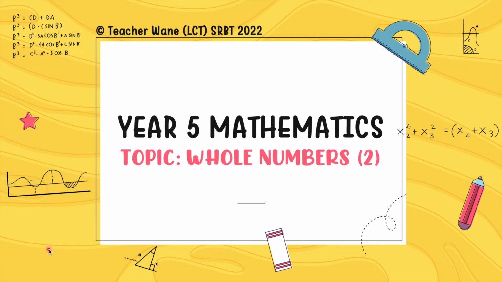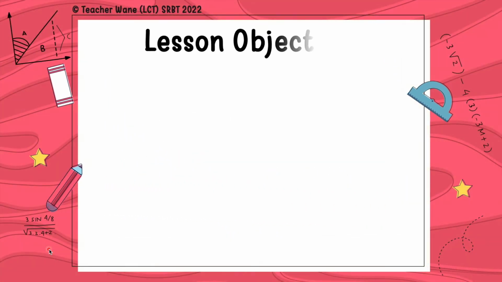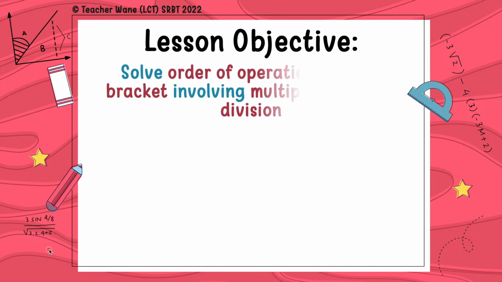So our topic for today, we will still be doing on whole numbers 2. So what is our lesson objective? Our lesson objective today is that we are going to solve order of operation without bracket involving multiplication and division. The other day you did addition and subtraction. Today we will move on to multiplication and division.